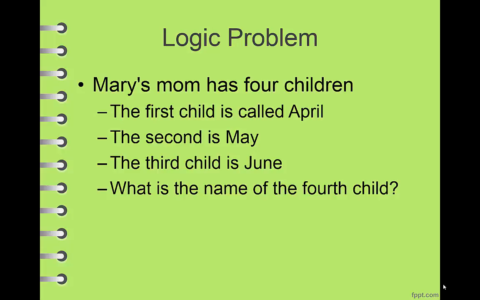Well, if you don't stop and apply your logic to it, you start looking at the pattern. And the pattern is April, May, June. Well, of course the 4th one should be July, right? Well, no. We said in the first sentence that Mary's mom has 4 children. We just named 3 of them, April, May, and June, so the 4th one has to be Mary.